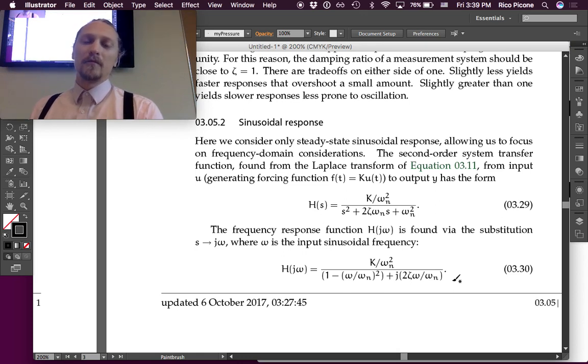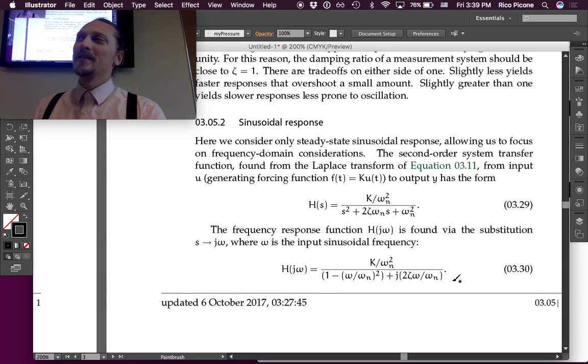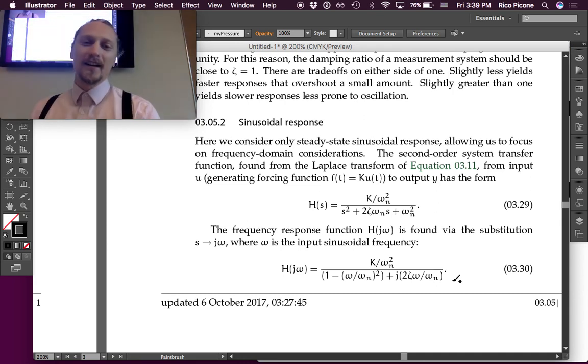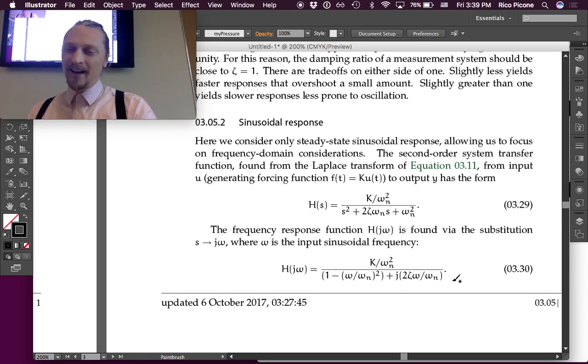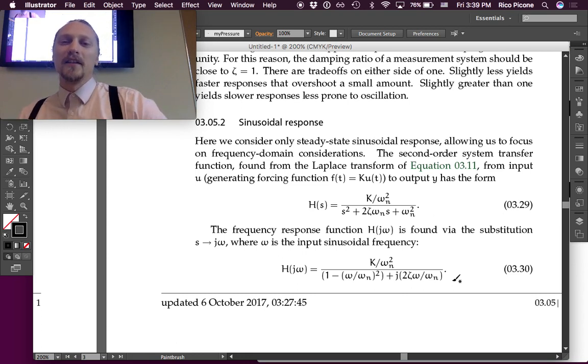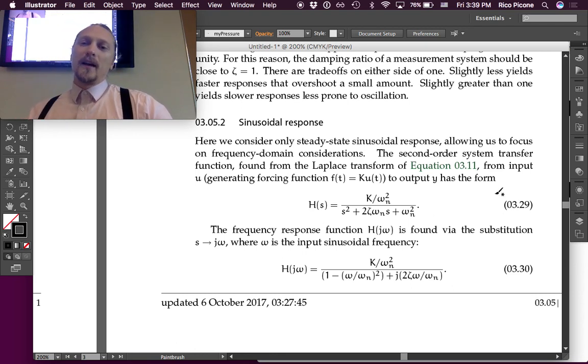I looked several places and nobody had ventured into the transient response, and I thought, well, yeah, it's probably not that enlightening to do so. So I decided to follow the trend. So here we consider only the steady state response, allowing us to focus on frequency domain considerations.